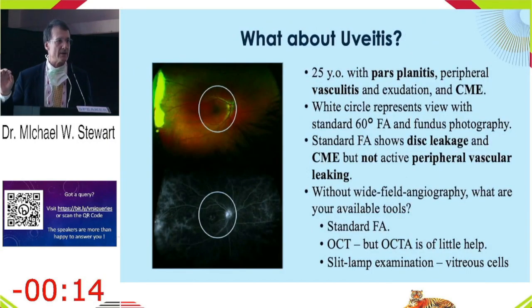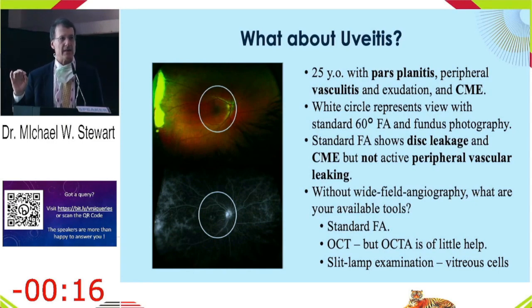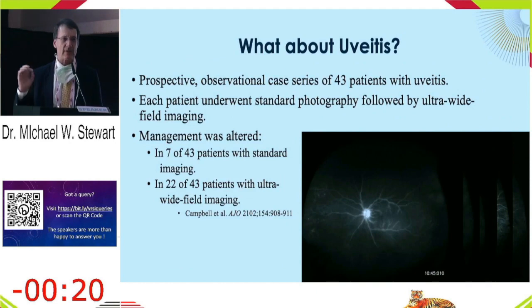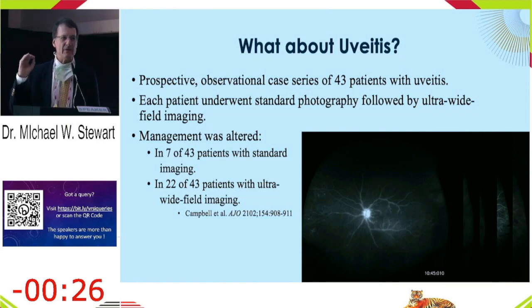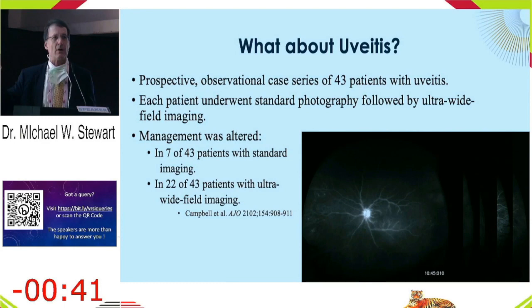And finally, let's talk about uveitis. Well, OCTA comes up very short because it doesn't give us function. And when you look at some of the data from some of the comparative studies, you find that not only does OCTA come up short, but even standard fluorescein angiography, which sort of gives us that 30 degrees that most OCTA would cover, comes up short because half of the patients with posterior uveitis would have a change in their disease based upon wide field fluorescein angiography.